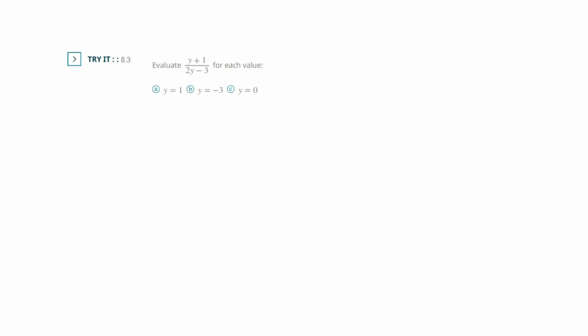Okay, so we're just evaluating. All we're doing is putting those numbers in. I'll go ahead and show you. So I'm putting y equals 1 in here. So I've got 1 plus 1 over 2 times 1 minus 3. Okay, so I got 2 on the top, and on the bottom 2 times 1 is 2, minus 3 is minus 1.